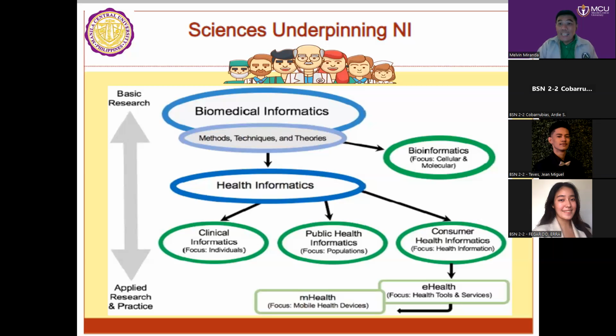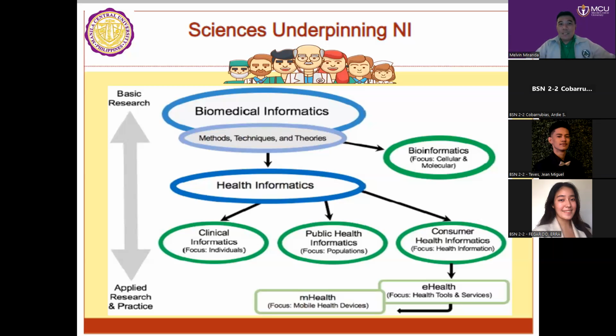Another, DNA test. DNA test could also be the study of genes that will identify relationship. And that is also bioinformatics. Stem cell. The stem cell itself could also be considered bioinformatics because it uses cells that will particularly consider a treatment regimen for a specific health condition. So these are bioinformatics. It focuses on the cellular and molecular.